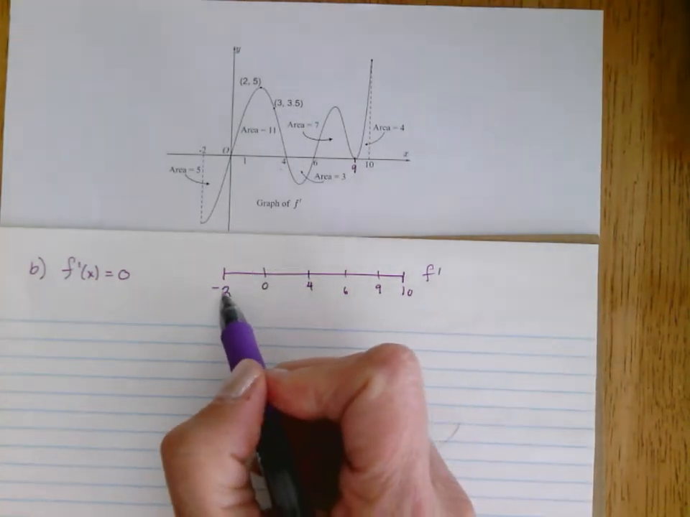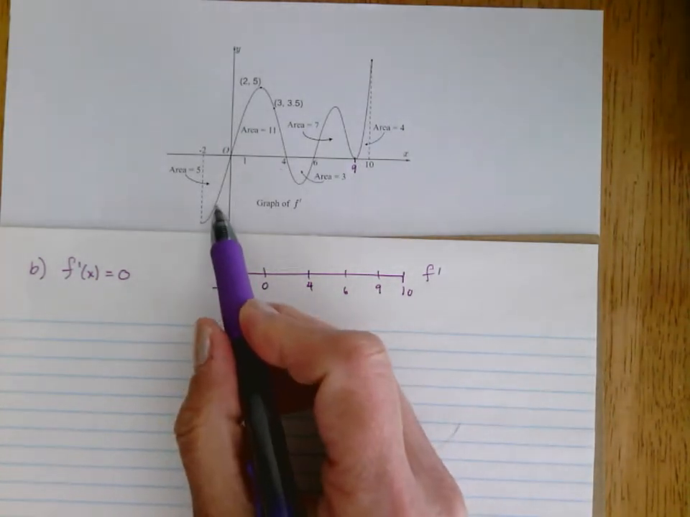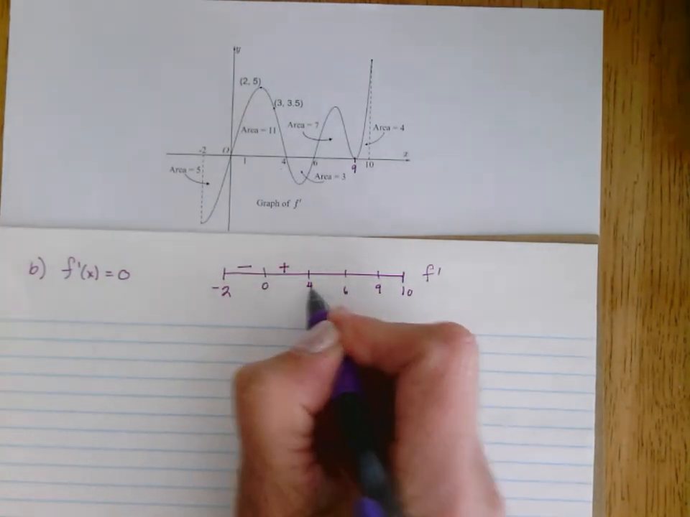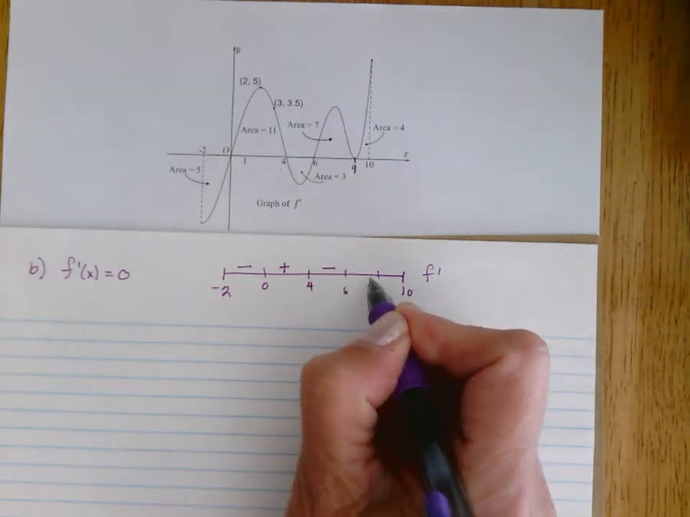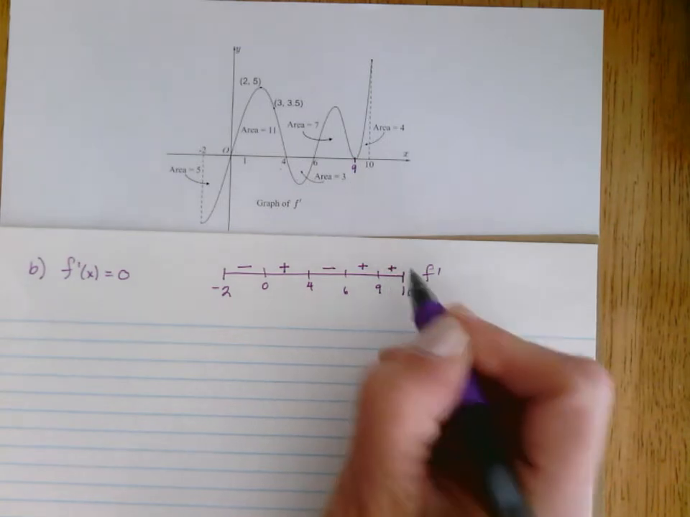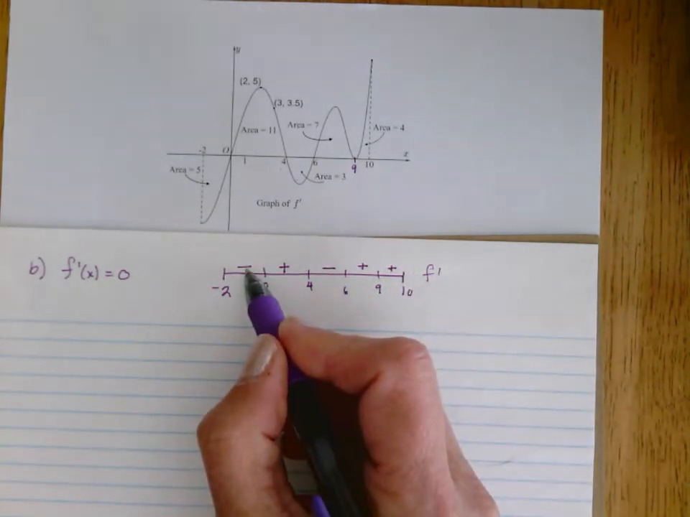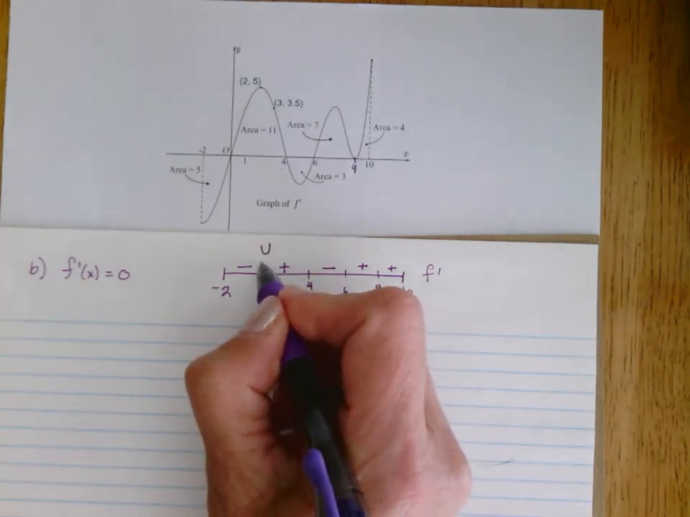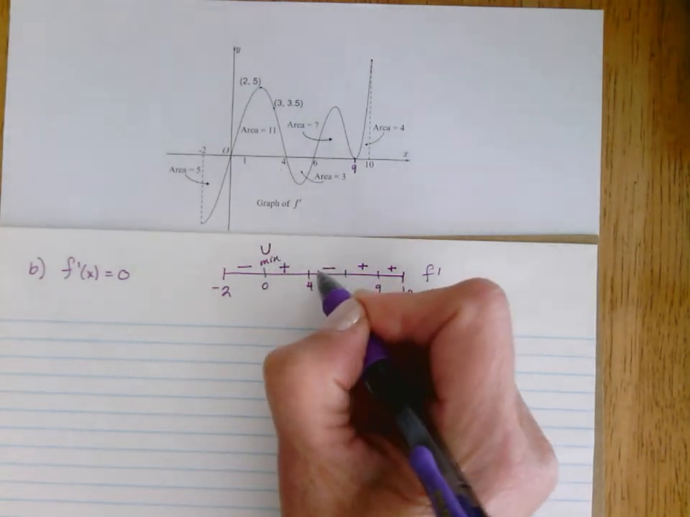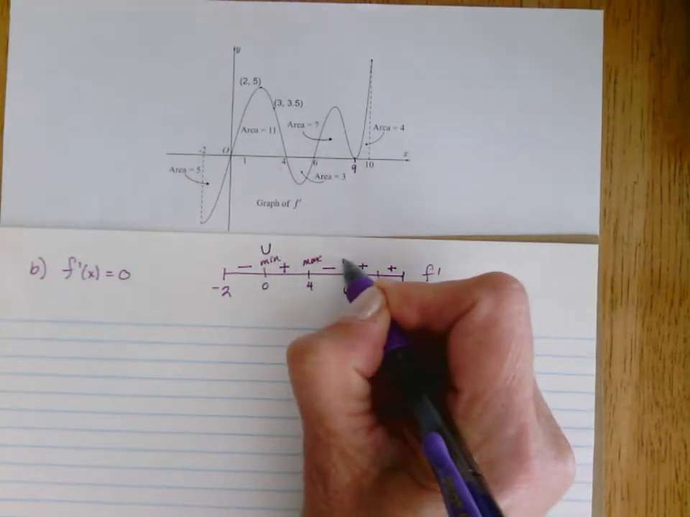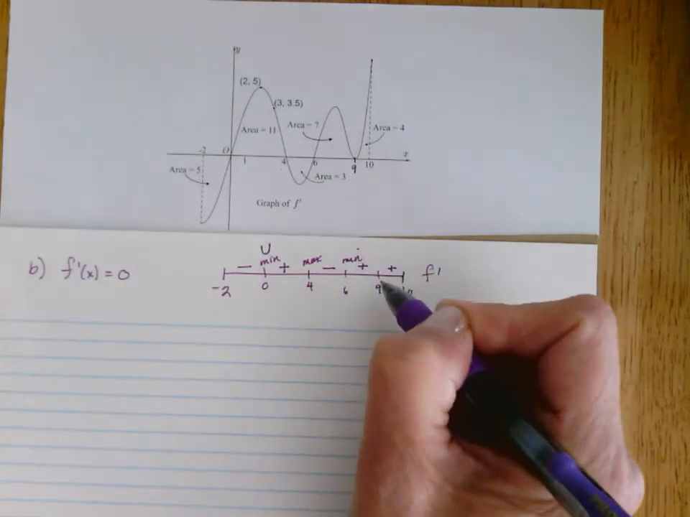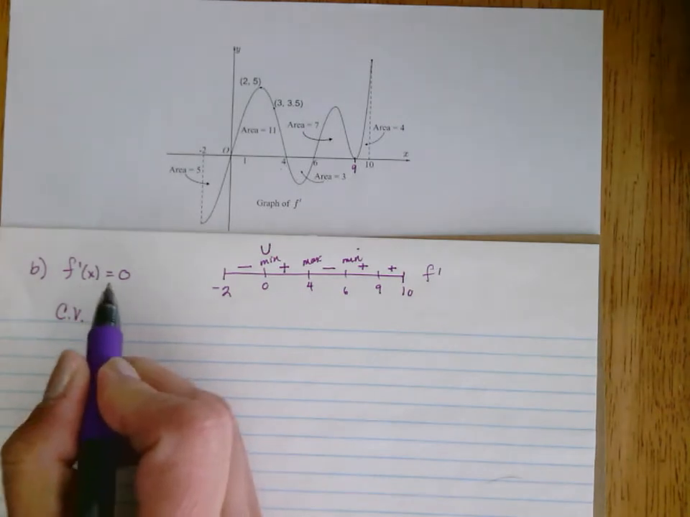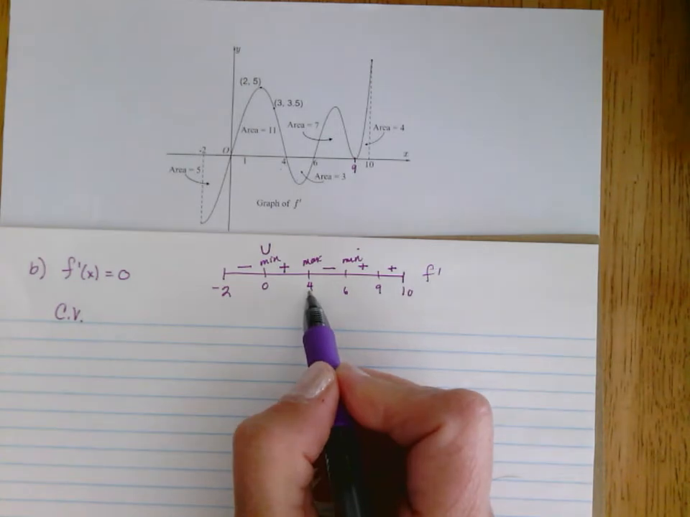So now I'm going to look at between -2 and 0. My graph is below the x-axis, so this is negative slope. Positive between 0 and 4, because it is above. Between 4 and 6 is below. Between 6 and 9 is above, and 9 and 10 is above. So remember, when the slope changes from negative to positive, this is a min. Positive to negative is a max. This is a min. And then this is nothing. There's no change.